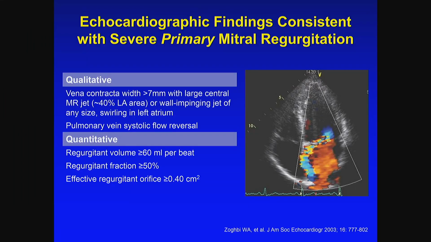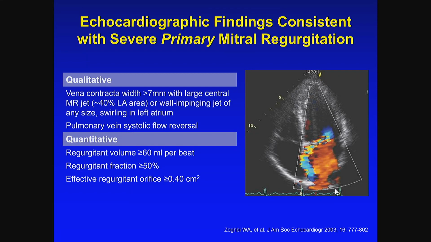Now, to review the echocardiographic findings consistent with severe primary mitral regurgitation, so that would be stage C or D mitral regurgitation. Qualitatively, if the vena contracta, the Doppler jet in the middle, is more than 7 millimeters wide, that tends to be severe. If the jet encompasses more than 40% of the atrial area, or if there's a wall impinging jet, such as is shown here, that's swirling around the left atrium, that's all consistent with severe MR. If there's systolic flow reversal, where the jet actually goes back into the pulmonary veins and back into the pulmonary vasculature, that's also seen in severe MR.